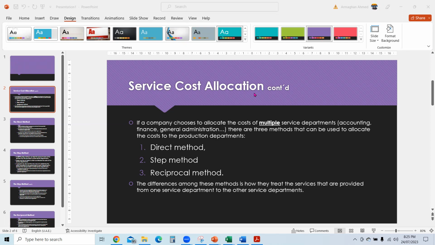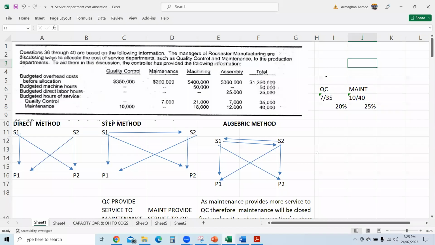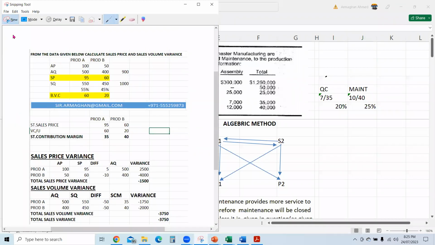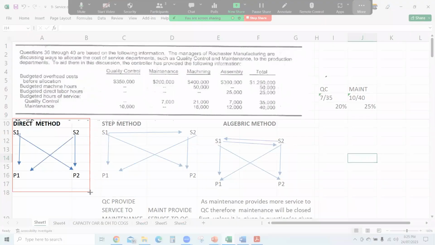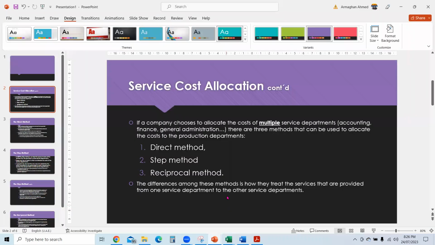Under this, we have three methods when we allocate the service department cost to the production department. If I show you here, this is the question we have. We have a machining department and an assembling department, whereas there are two servicing departments: quality control and maintenance. The question is how we can allocate these costs to our production departments. So there are three methods: the direct method, the step method, and the reciprocal method. Let's see them one by one.